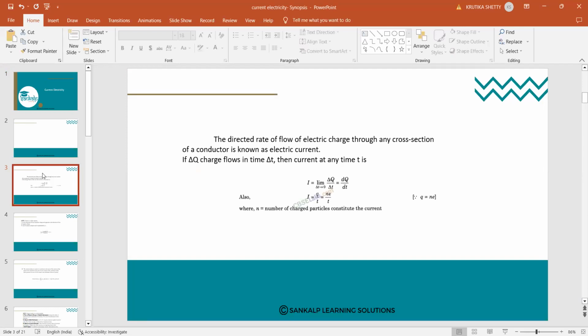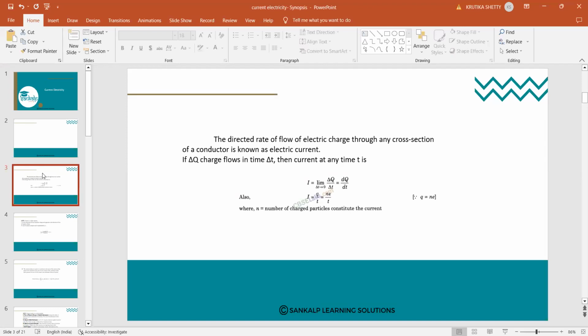You can also see the formula there. The electric current is denoted by I. The rate of flow of electric charge is called what? Electric current. So in a given interval of time, how much charge will flow through the given conductor? When we calculate that ratio, we get the electric current.